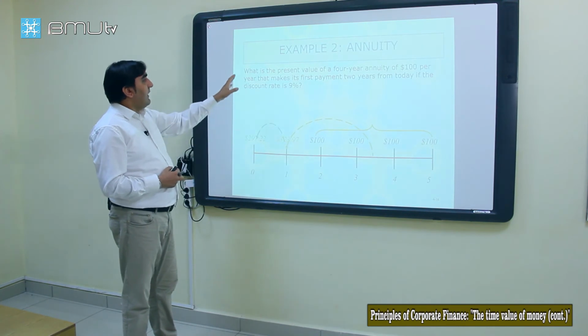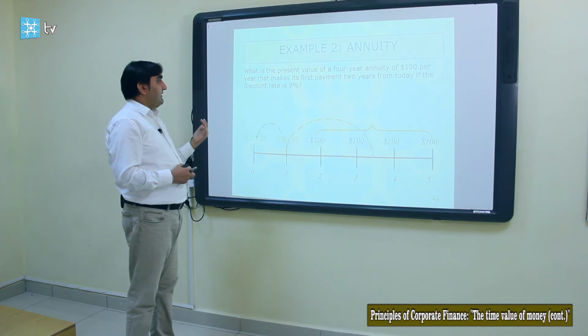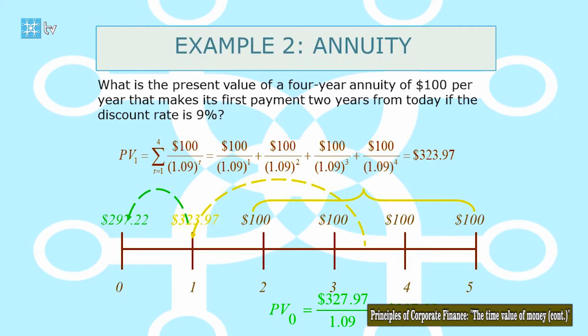There's another example. What's the present value of a 4-year annuity at $100 per year that makes its first payment 2 years from today if the discount rate is 9%? So we have a 4-year annuity. It starts its first payment 2 years from now. By default, we are on time 0. It starts in the second year: 100, 100, 100, and 100. What's the present value of this cash stream at time 0?